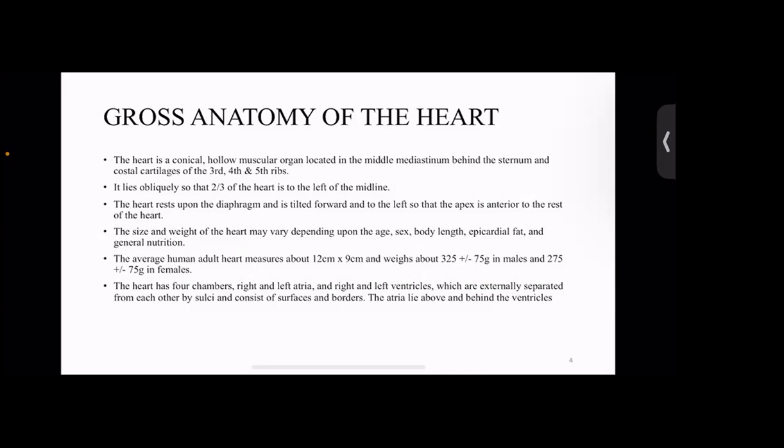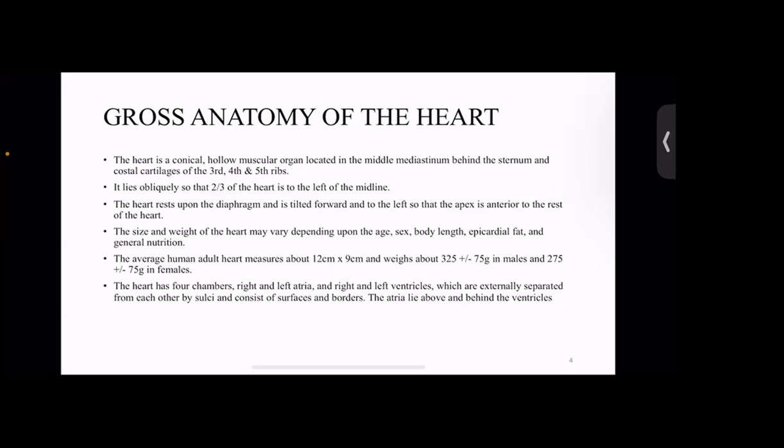The size and weight of the heart vary depending on the age, the body length, the epicardial fat, and the general nutrition. But the average human heart weighs 275 plus or minus 75 grams in females, and 325 plus or minus 75 grams in males. So it weighs more in males than in females. The heart has four chambers.